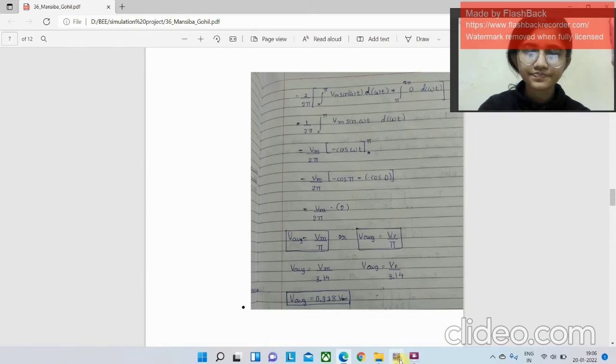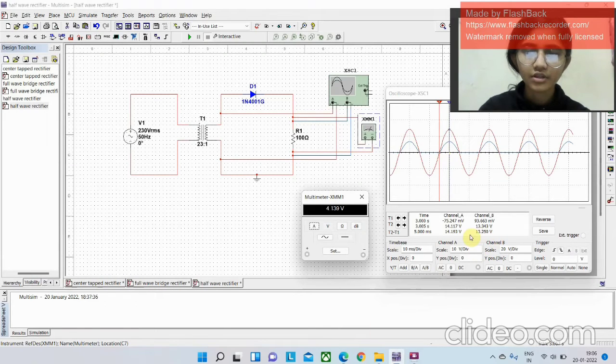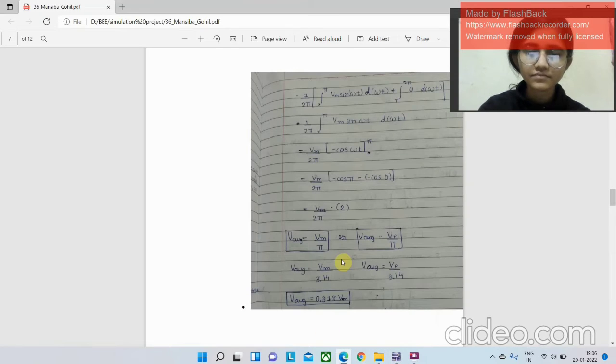And as we have found this, how can we get V average? How can we receive the Vm? We just need to multiply the RMS value which we receive in the oscilloscope by root 2, and by multiplying it by root 2, we will receive the Vm, and dividing Vm by pi will give us the average voltage of the half wave rectifier.